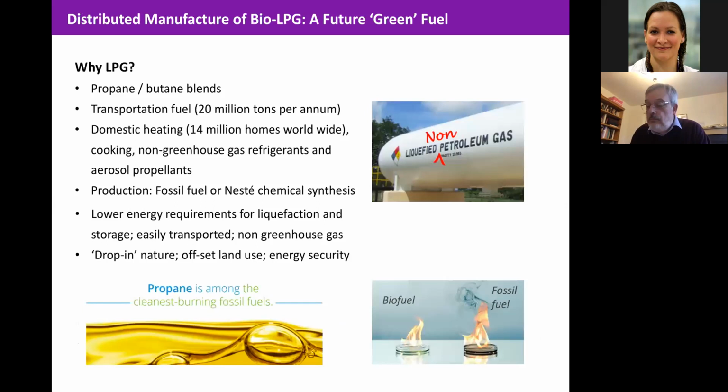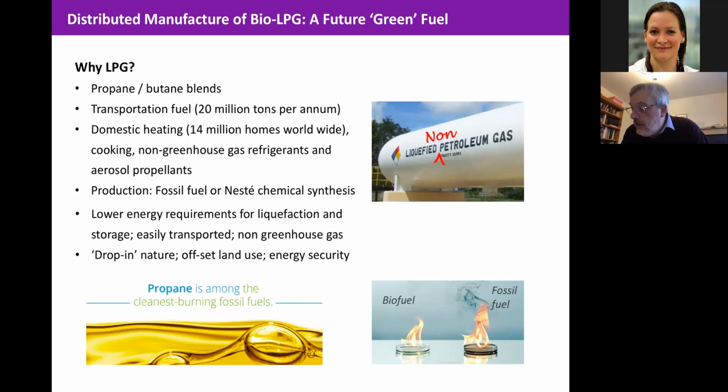So the obvious question, first of all, is why target LPG? Well, first of all, it's important to appreciate that LPG varies across the world. Predominantly it comprises propane, but there are varying amounts of butane and other combustible gases present depending on where you source the gas globally. In the UK, LPG is almost entirely propane in composition, and its manufacture is clearly from fossil sources. Now, LPG is a very clean burning transport fuel, currently around 22 million tons per annum, and it holds an important position in domestic heating markets, used in about 14 million homes worldwide.